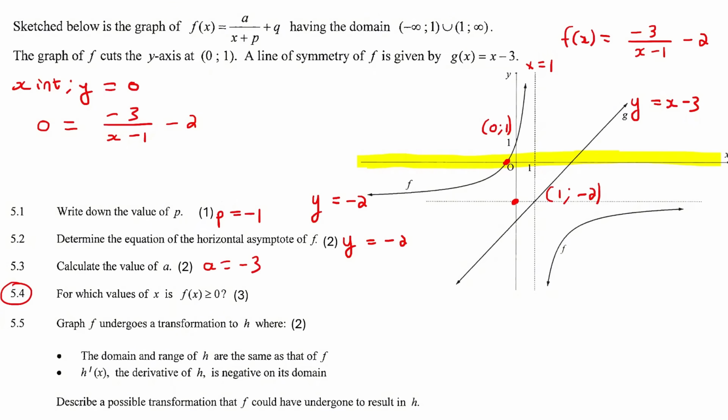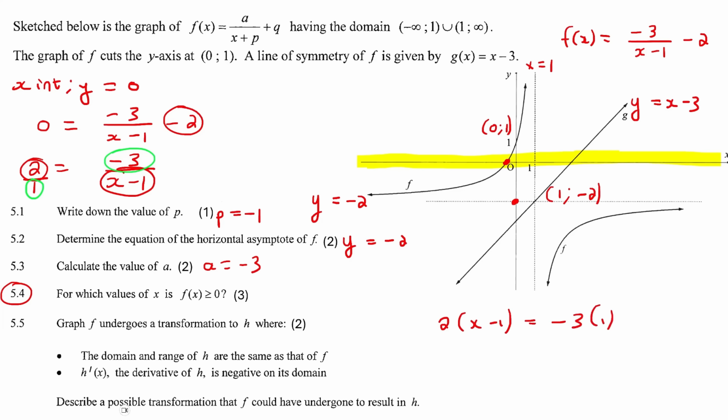I think what I want to do is take this -2 to the other side, and then we can think of it as 2 over 1. So now I'm going to cross multiply. I'm going to multiply the x minus 1 up to the 2, and the 1 up to the -3. So we end up with 2 bracket x minus 1, and on the other side -3 multiplied by 1, which is just -3. But anyways, let's leave it there. So now we multiply the 2 into the bracket, so we end up with 2x minus 2 equals -3. I'm going to take the -2 to the other side, and then we're going to divide by 2. And so don't say the answer is x equals -2.